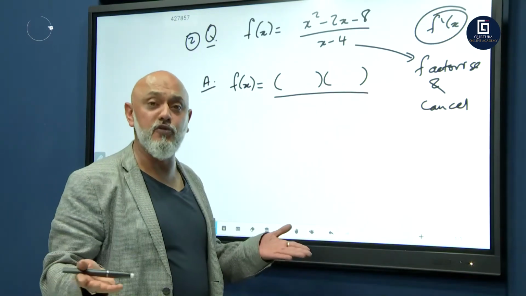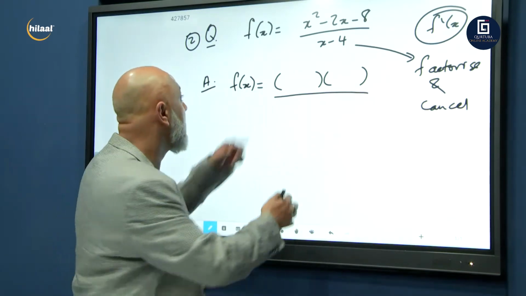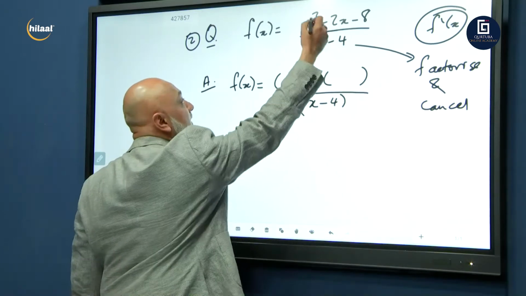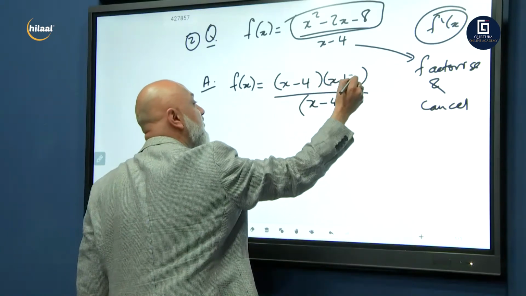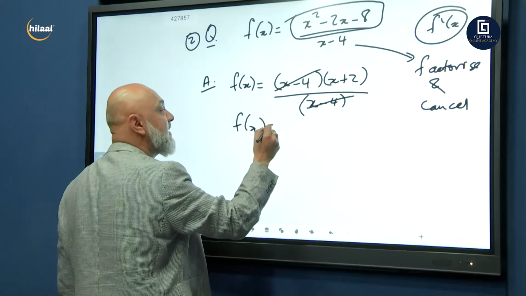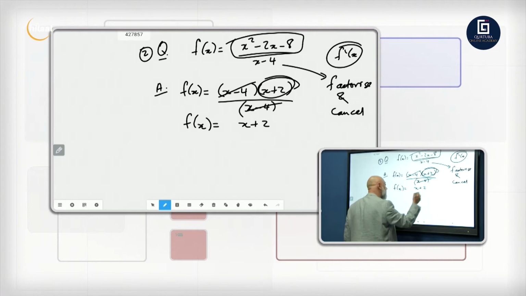It could be a difference of two squares. It could be grouping. You need to know your rules of factorization. All over x minus 4. Now we know if we factorize that, what would that be? x minus 4, x plus 2. Now we know that will cancel. So f of x in its simplest form, in its linear form, is only x plus 2.